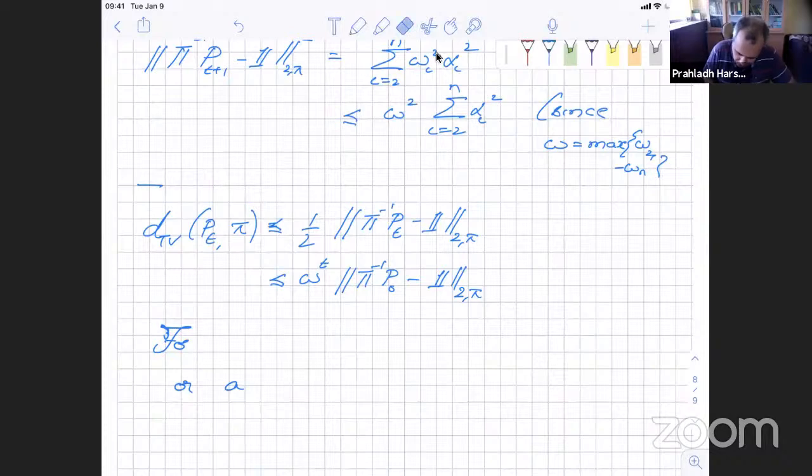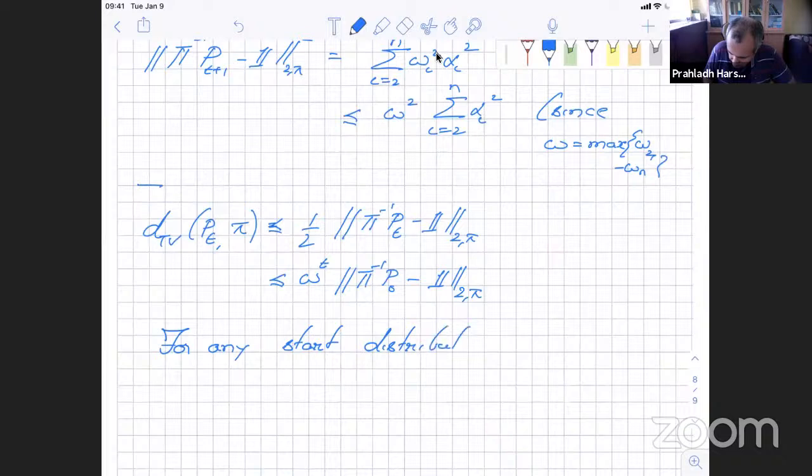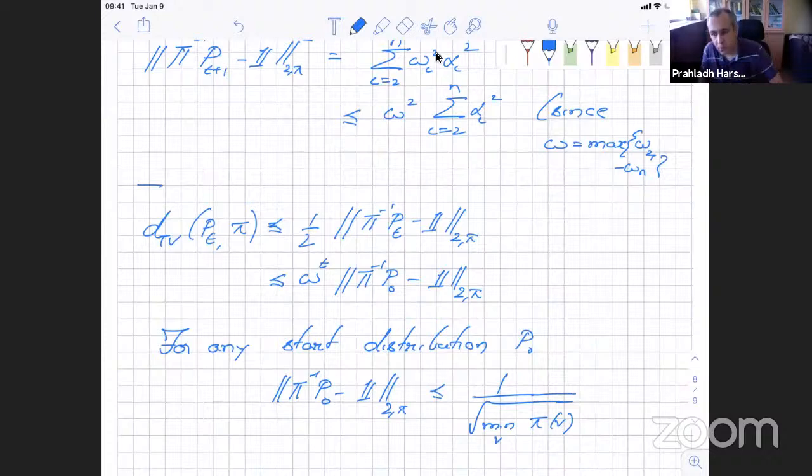One claim is, for any starting distribution P naught, the L2 norm of pi inverse P naught minus 1 is less than or equal to 1 over the square root of the minimum over all v of pi v. We'll just work with that as an upper bound.